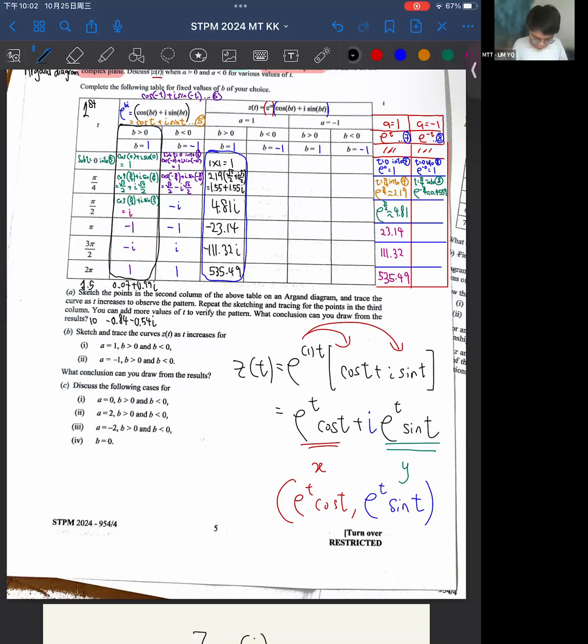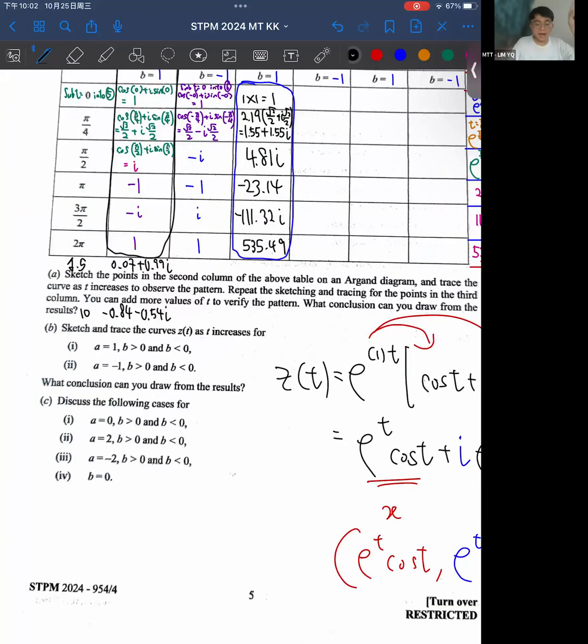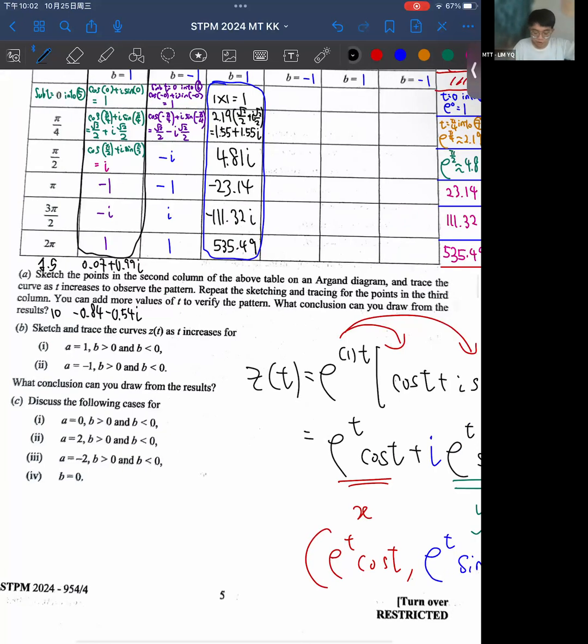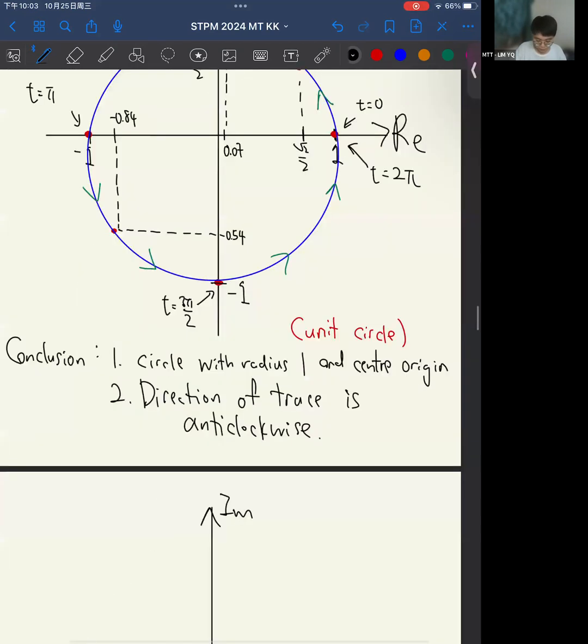Okay, I'll try to discuss it in a much faster mode. So for part B(i) and part B(ii), you can try it by yourself. All the things you already get. Just draw the other three types of curve only, and see what conclusion you can draw. Now I want to tell you the conclusion you can draw.